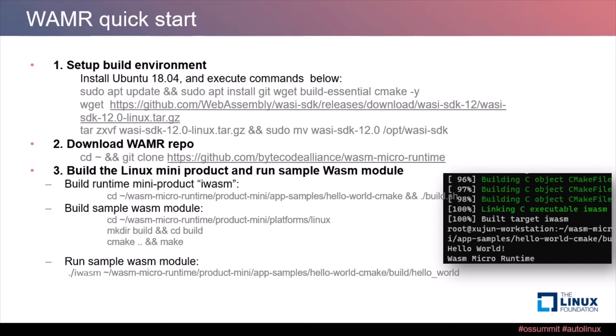And then follow the command here to build the WASM module from source code. Then use the iwasm to load the generated WASM module and then run it. In the picture on the right side, we can see the output from the WASM module. The hello world is printed and also prints the WASM micro runtime.